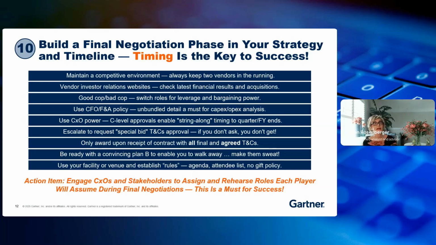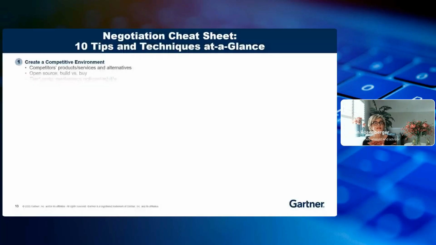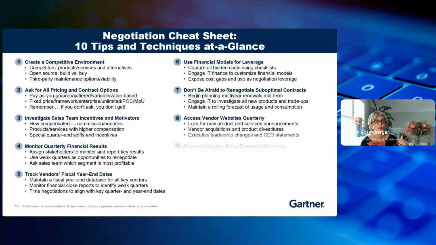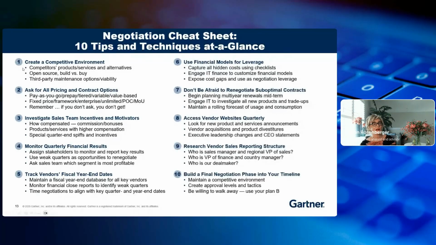I always like to end my sessions with a wrap. This is the full-blown cheat sheet with the bulleted action items to follow for each. Think of using this as an agenda when you have your negotiation kickoff meeting to see which ones of these you're going to think will be powerful to use with each and every vendor.